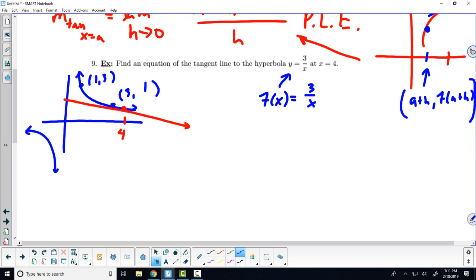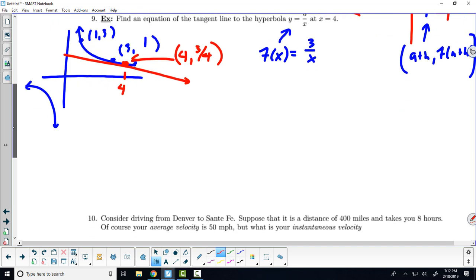If I want to build an equation of a line, what do I need? I need to use my point-slope form of the line, so I need a point. Well, I guess we haven't actually found the point. What's this ordered pair right here, the one that 4 goes through? That'd be the ordered pair 4, 3/4. Okay, good. Check. I got a point. Now I need a slope. And the slope of the tangent line is the hard question. Everything else is just an Algebra 1 question. So what's our formula for the slope of a tangent line?